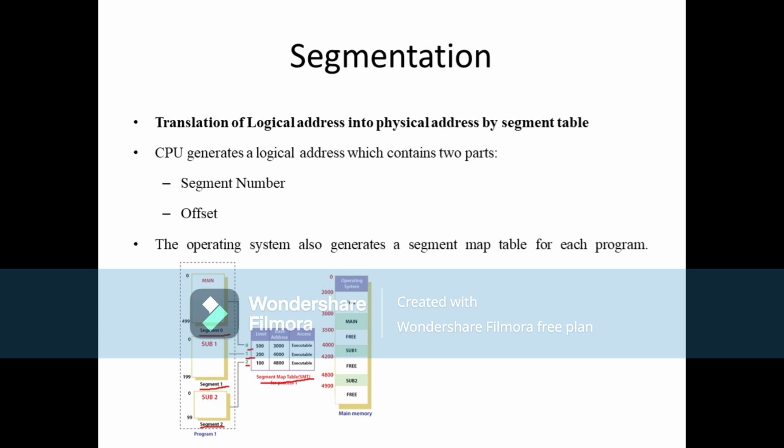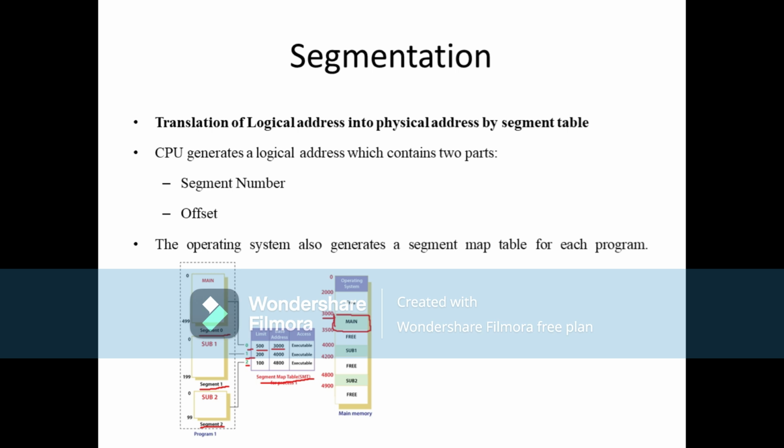Now in this table, you can see the limit register and the base register. For segment 0, what is the limit register? 500. What is the base address? 3000. And the access is executable. Now let us see the main memory. In main memory, find the base address 3000. What is the limit of our segment 0? 500. So 3000 to 3500 will be given to our main function, or we can say to segment 0.